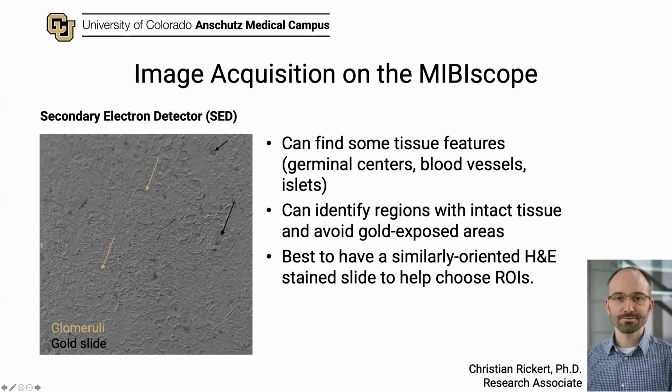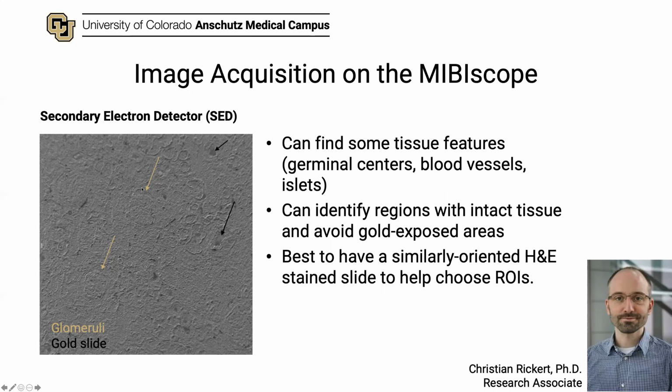Okay, so more on how the MIBI works, and then moving into the analysis of those images and the pipeline that we've developed for analyzing these images. The first is on the image acquisition. So this is an example of the SED image that we see as we're collecting images on the MIBI. So you can find some tissue features. So in gold, I've shown you here, this is a kidney. And you can see some glomeruli. These are these little round structures.